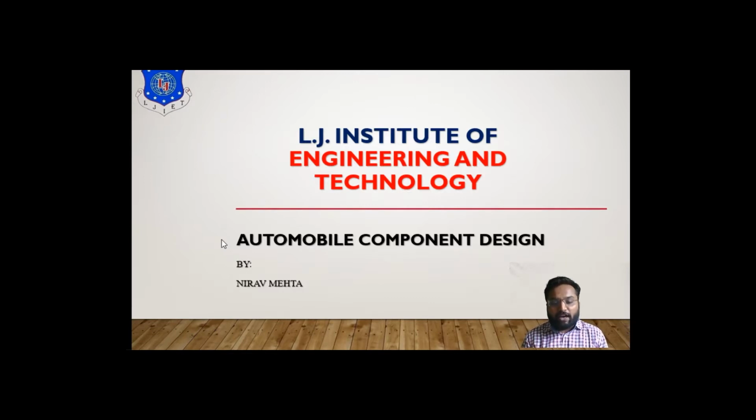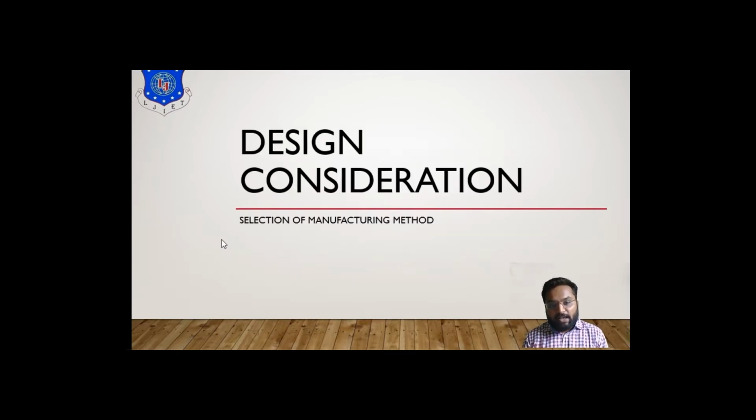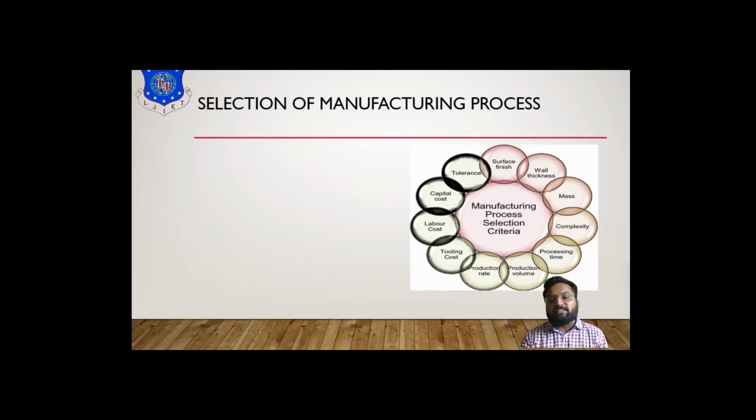In today's session, we are going to discuss a subject called automobile component and system. In today's topic, we are going to discuss how we select our manufacturing method for any kind of design component. There are several manufacturing methods available depending on the application and function of our component. So let's discuss what the manufacturing process is and its selection criteria.